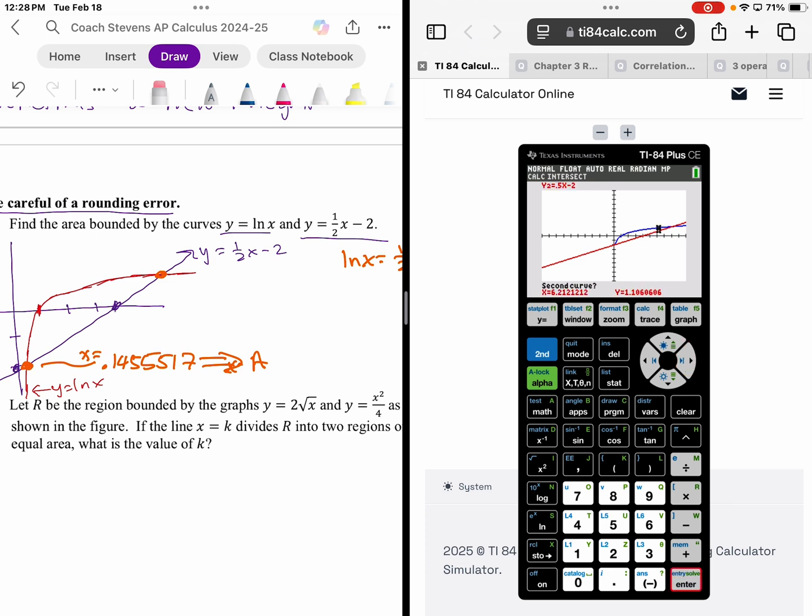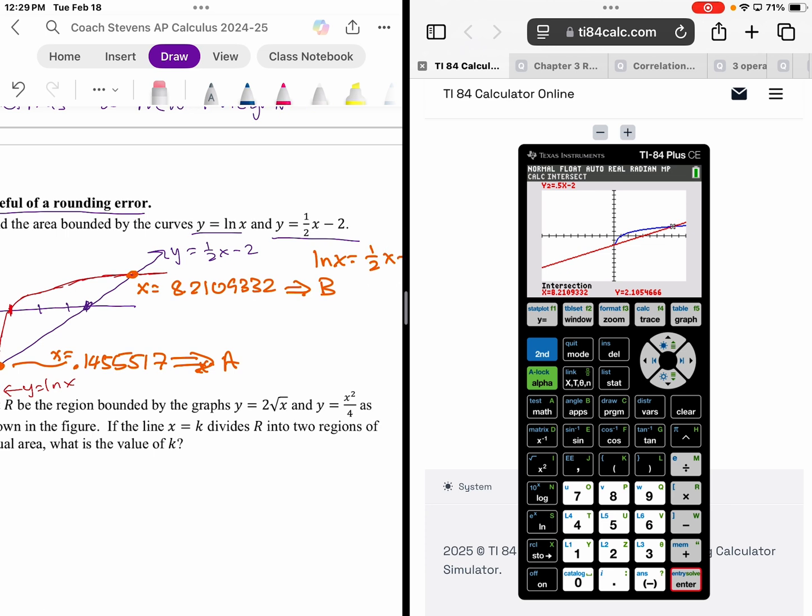And I press enter. And you bet you guess it. And it tells me that X is equal to 8.2109332. And I'm going to store it in for B.